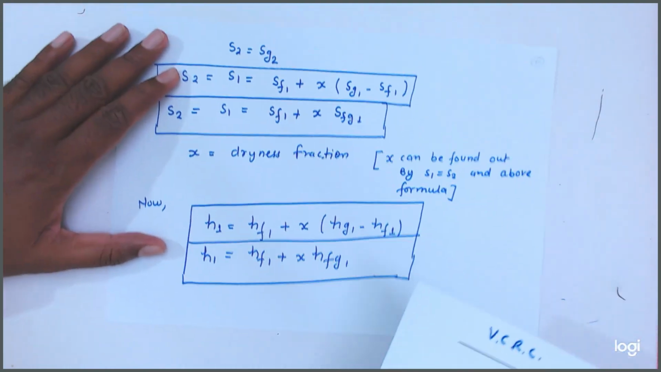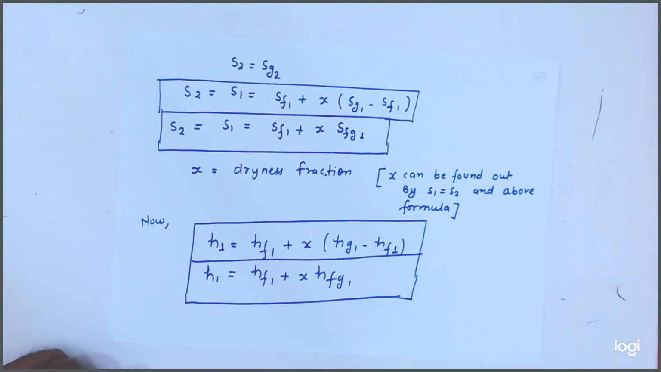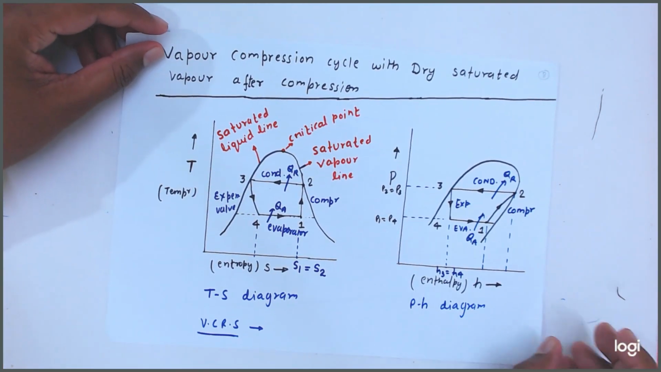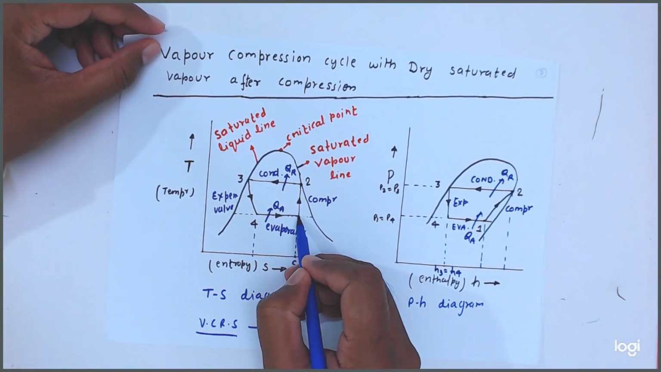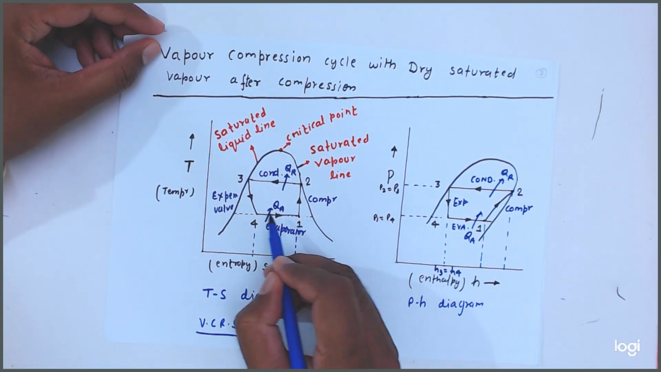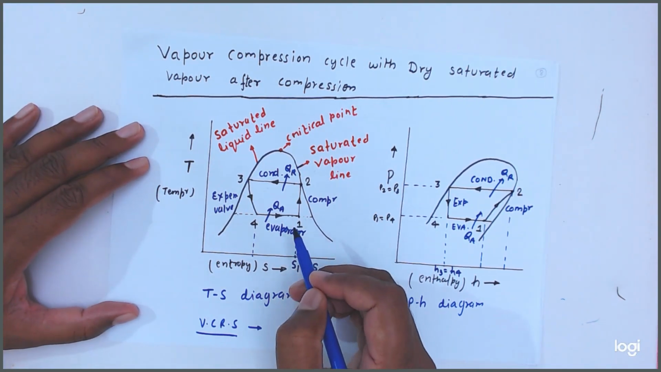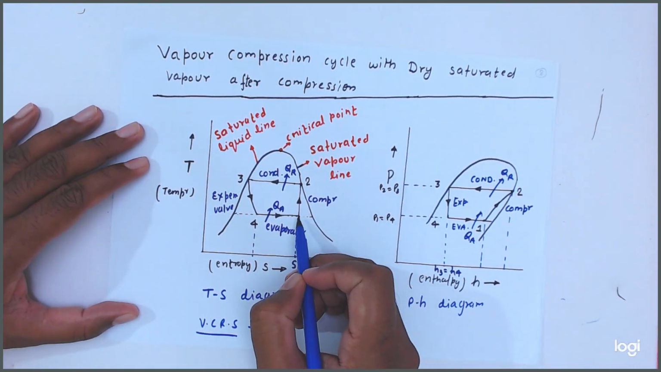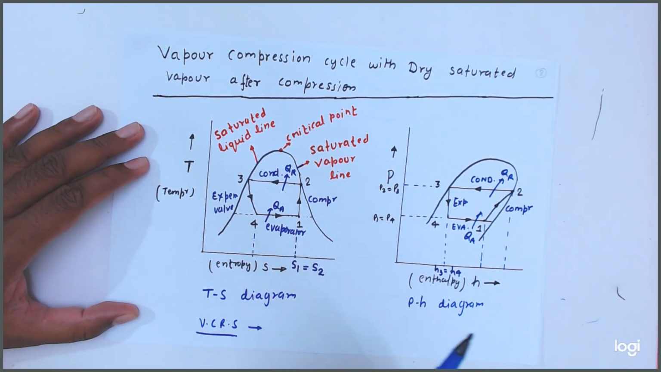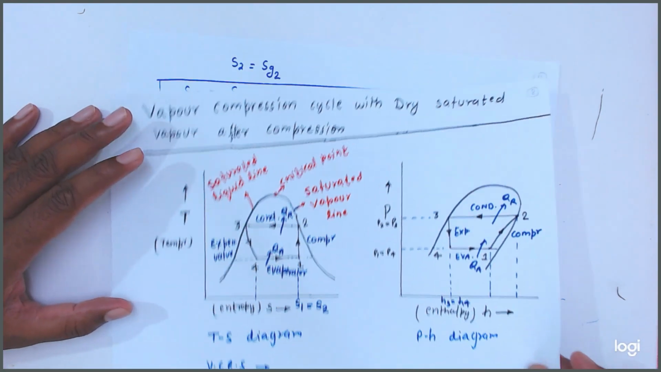Getting, friends? Now how can you find it? Here the concept will come. Since this point is inside this region, the dryness fraction concept will come. So how much dryness fraction there is at this point, we will find. How will we find it, friends?